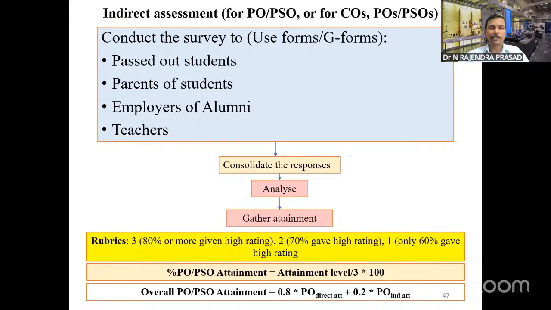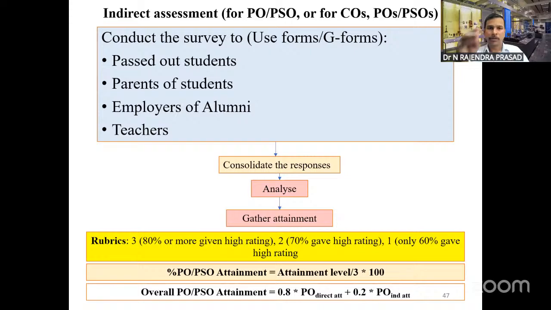How? Say, responses are collected from passed out students, parents of students, alumni, and teachers. Employers can also be included. Employers means where our graduates are working, not all employers, because they have to assess the performance of our graduates. If there is an industry where our students are not working, don't collect the response from those employers.